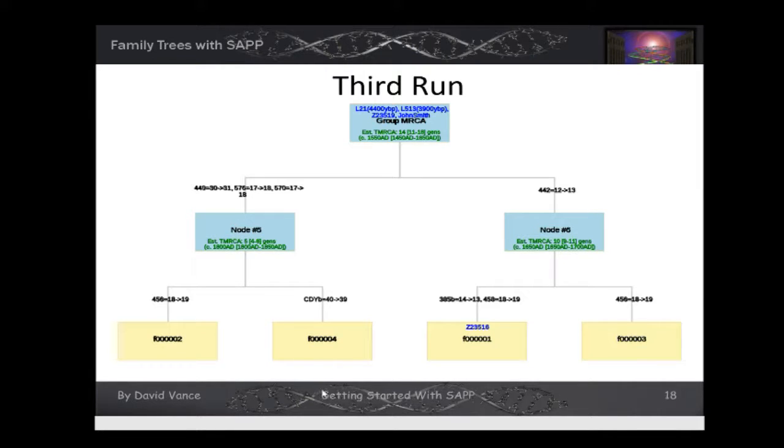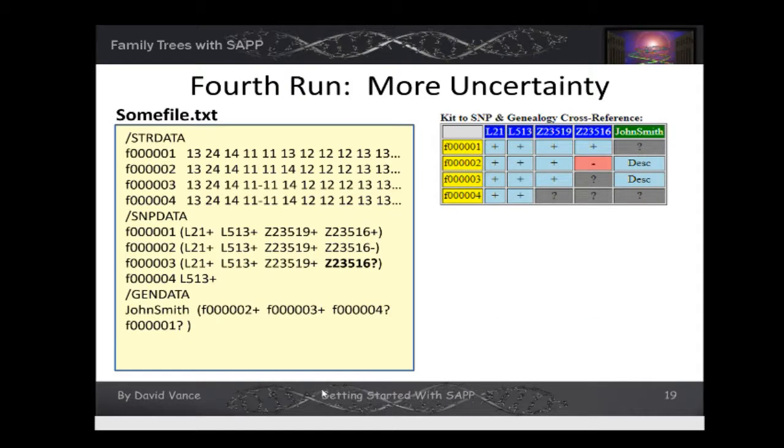We're going to try one more run, and that is with a little bit more uncertainty. Now I'm going to go back to the SNPs and say, well, I told SAPP that kit 3 was negative for this marker, but it turns out maybe the call wasn't good enough, it was low quality, or perhaps they didn't really test it. I just either transcribed it wrong or had the wrong assumption, and now it's a question mark.